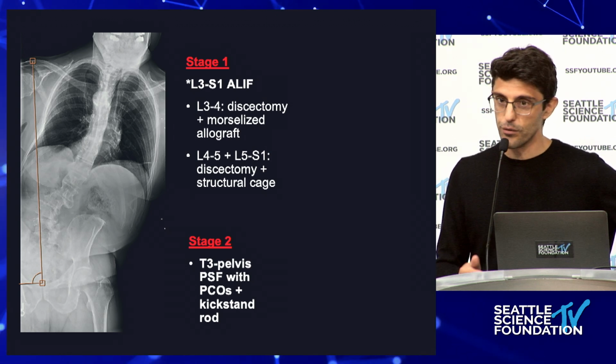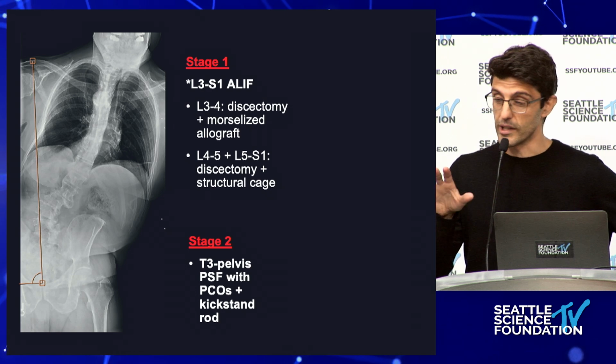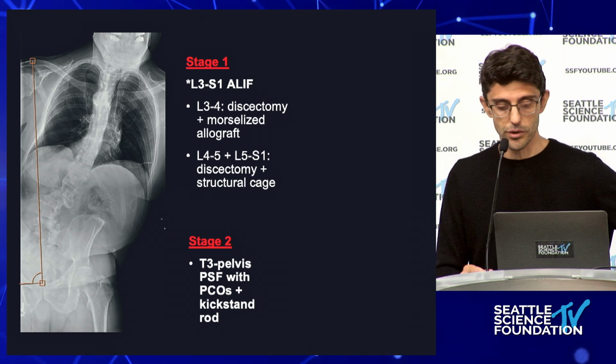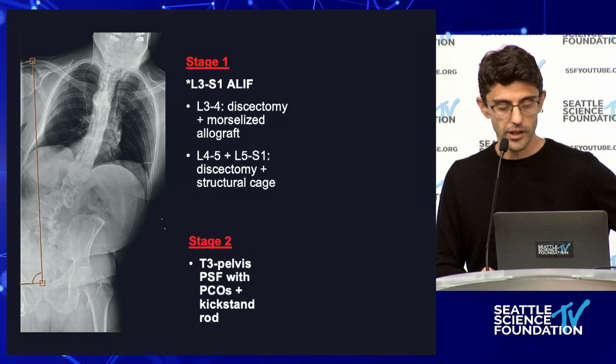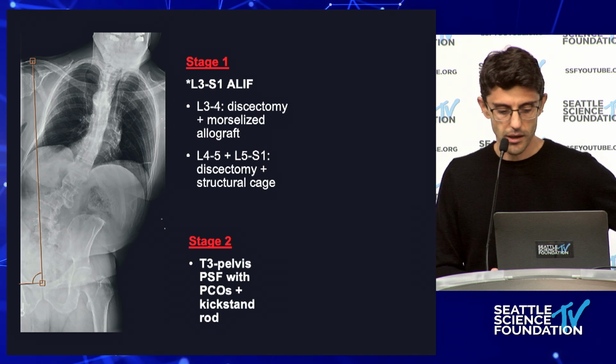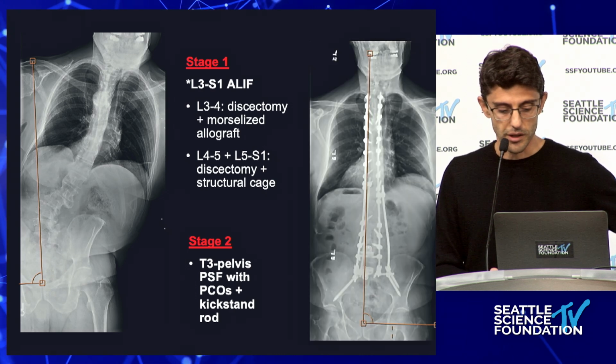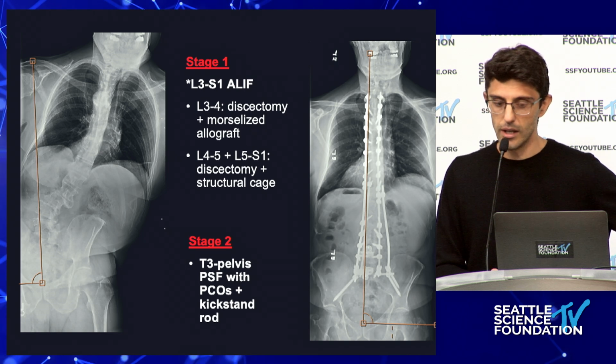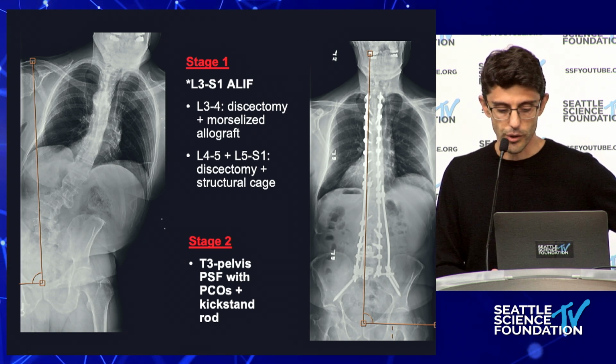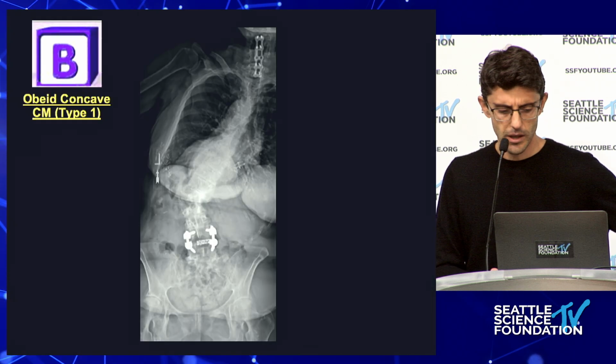And then at L3-4, I'd like to just do a release, put morcellized graft, no structural cage, because I don't want to fix that obliquity through L3-4. And then on a staged day, we did a T3 to the pelvis, and we put a kickstand rod on the right to help correct. And I think overall, we were able to achieve our coronal correction.